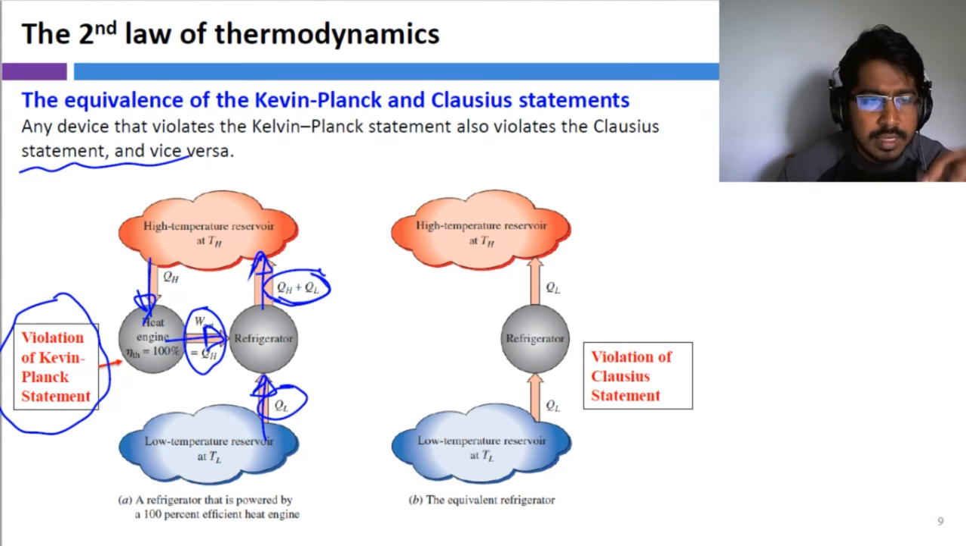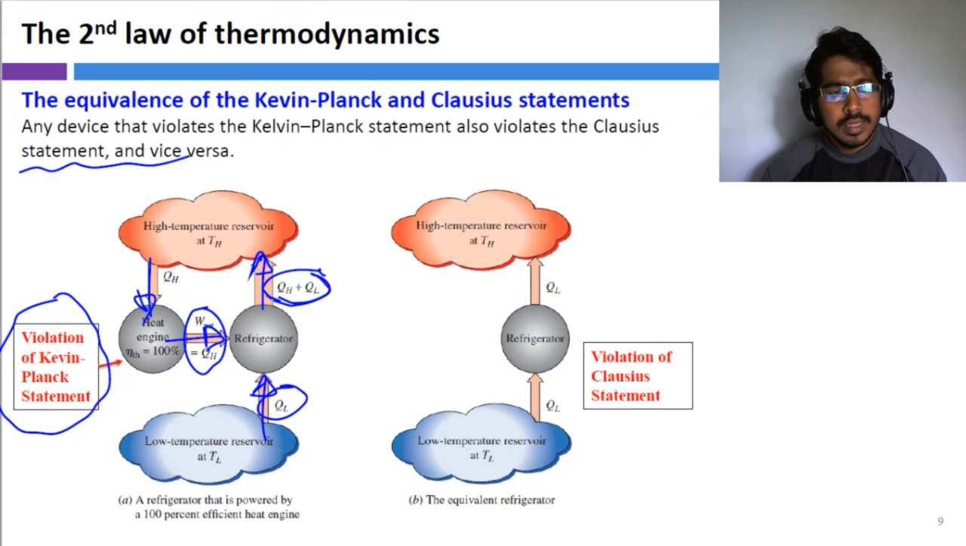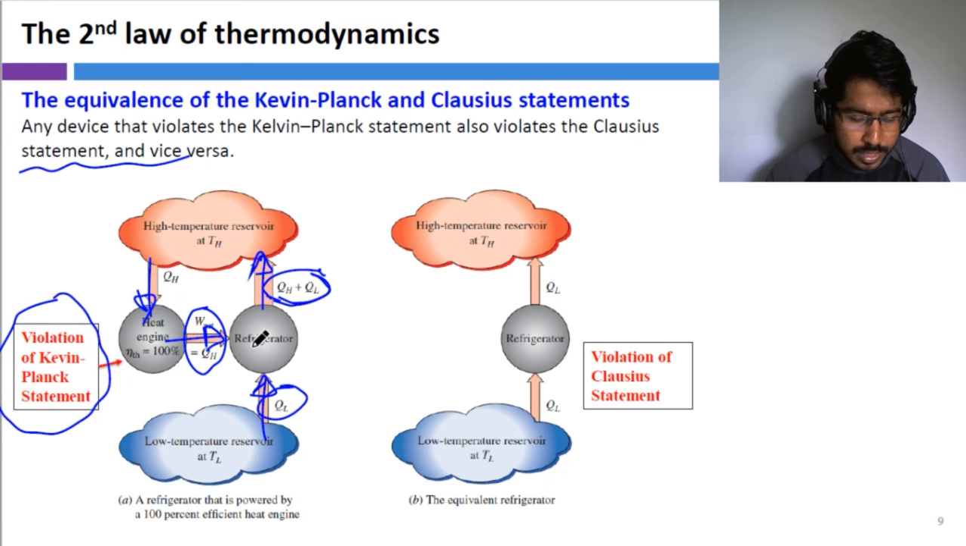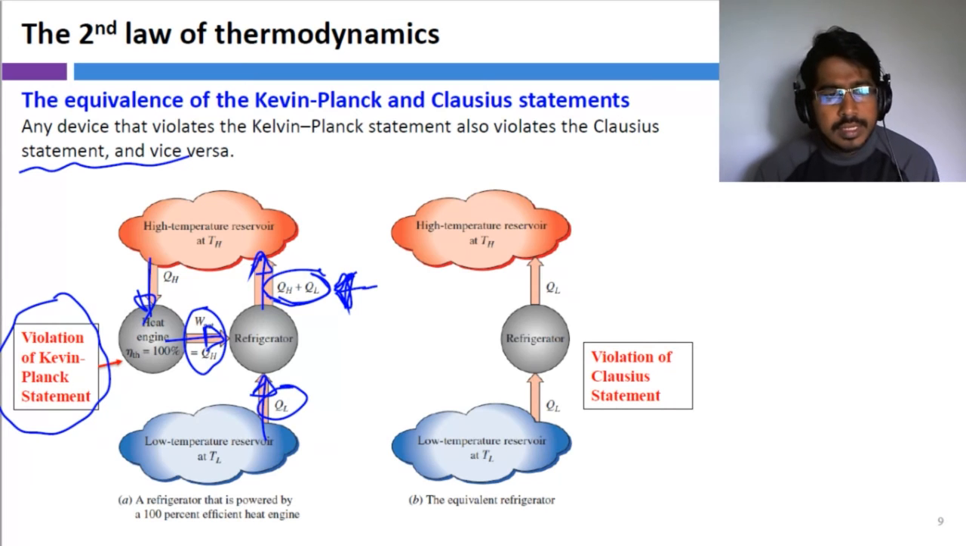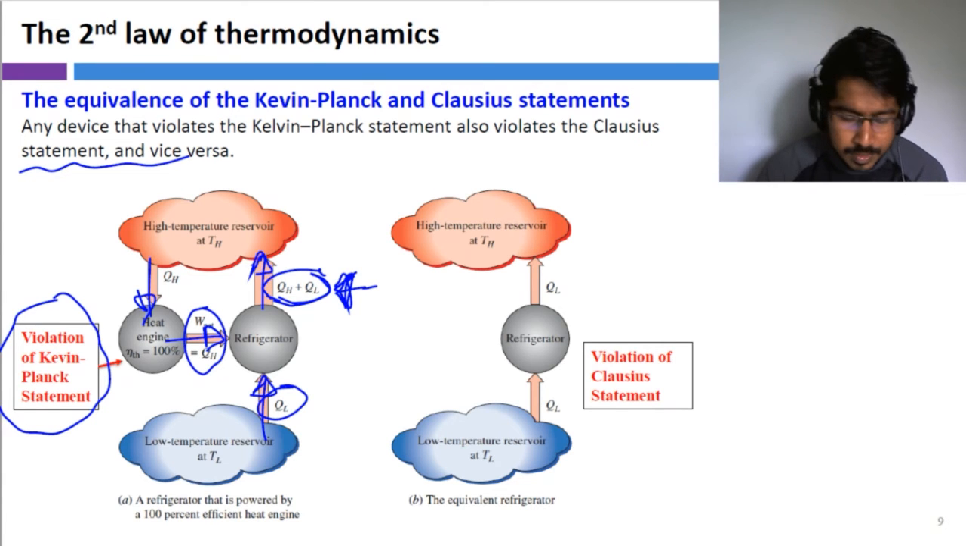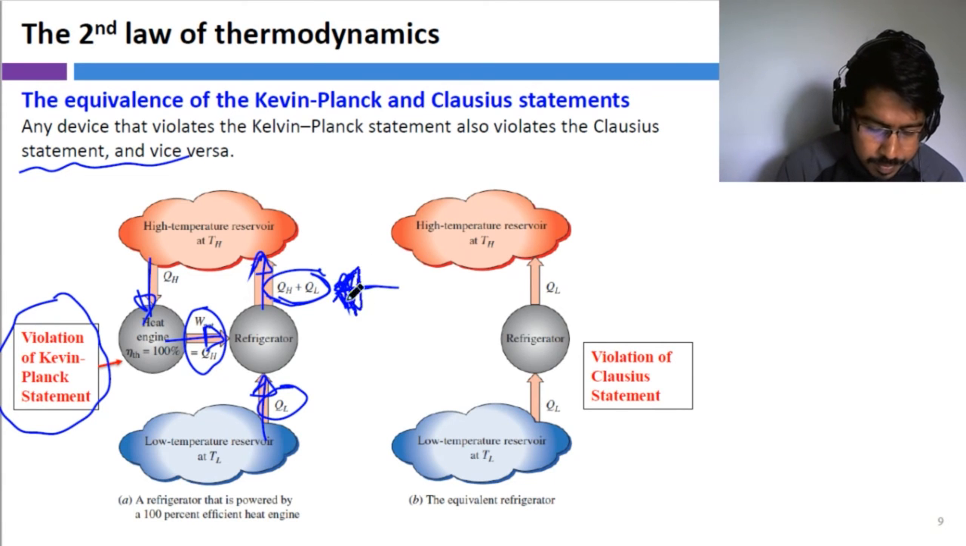As W net was the amount of energy that we received at the heat engine, and the heat engine operates at 100% efficiency, therefore the work input into the refrigerator is equal to QH, right? Therefore we can write the total energy ejected by the refrigerator is going to be QH plus QL, as indicated here.